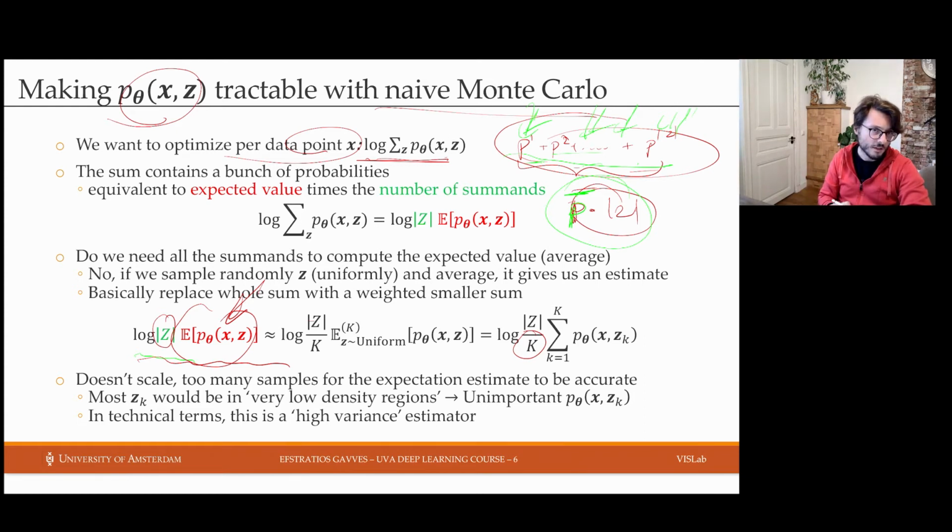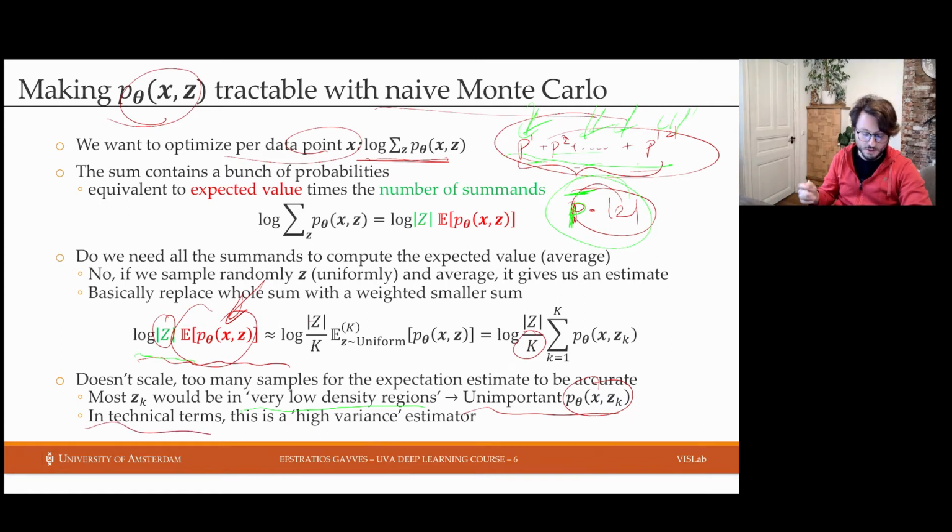So in a way we could say that randomly sampling from our space Z would lead us to sample from low density regions, so from regions where we've got small probabilities, therefore unimportant joint likelihood terms, which do not help us recover accurate estimates.